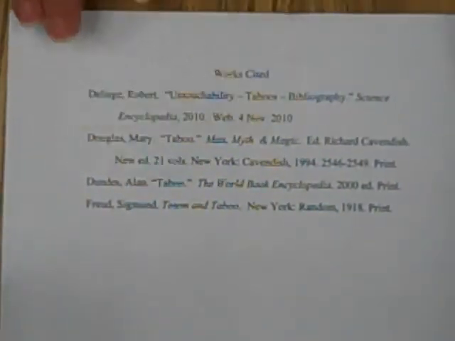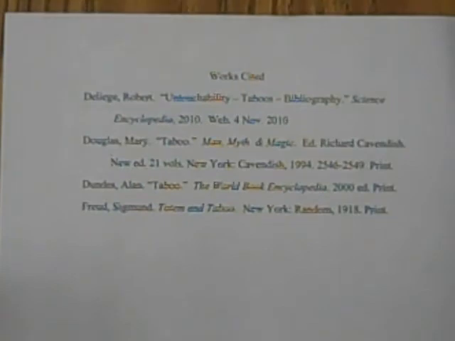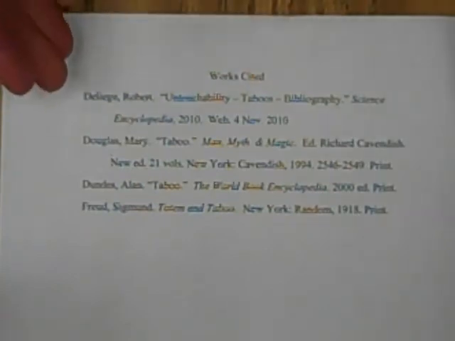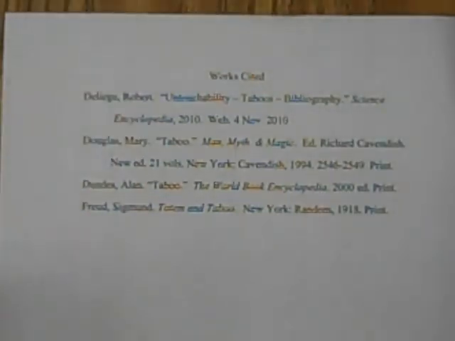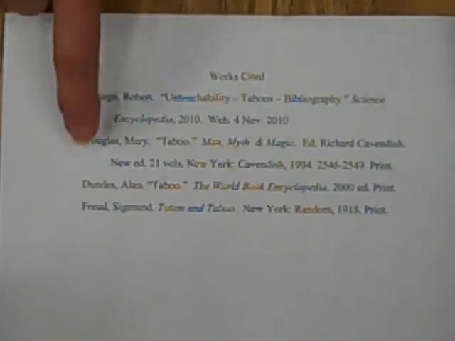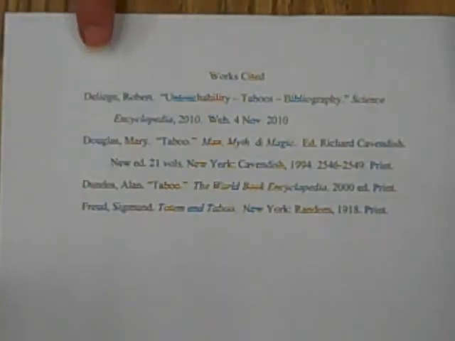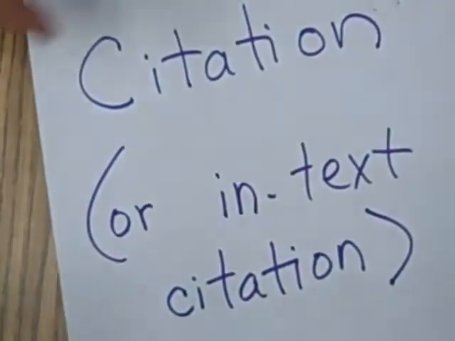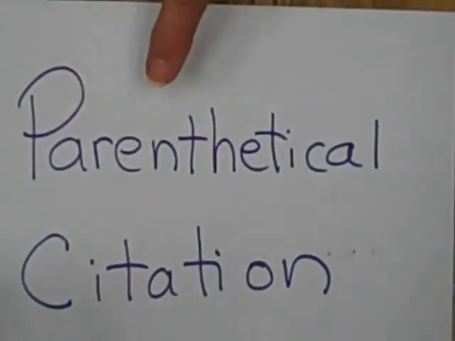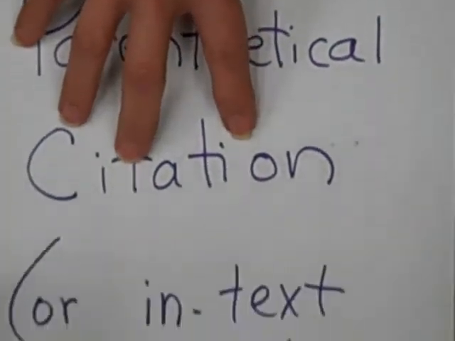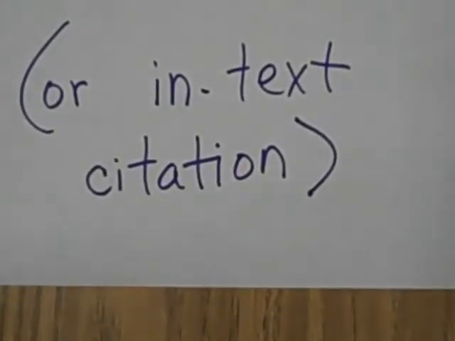Each research paper will end with a Works Cited page. This is simply a list of the different sources that you used. We transfer the information from your source sheet to this list in alphabetical order by the author's last name. That's called a citation. There's another type of citation called a parenthetical citation or an in-text citation.